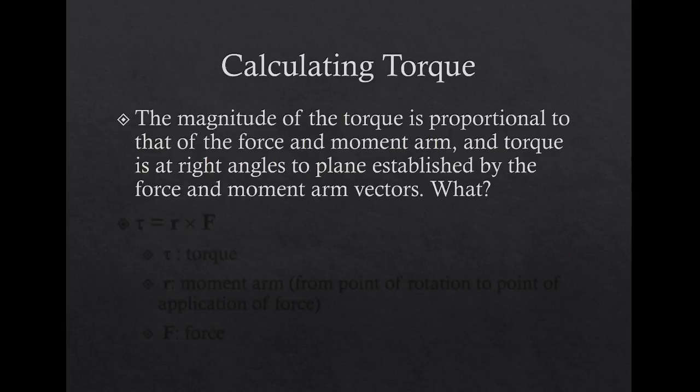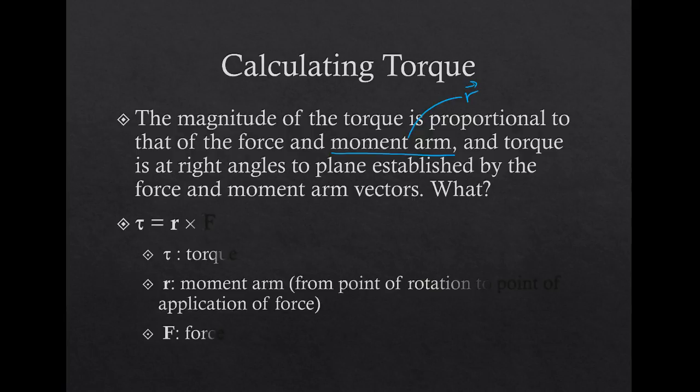Okay, so how do you calculate torque? Well, the magnitude of the torque is proportional to that of the force and the moment arm. And this moment arm, by the way, is r. And torque is at a right angle to the plane established by the force and moment arm vectors. So wait a second, what does that mean? This is what it means. Torque is a cross product. It is r cross F.